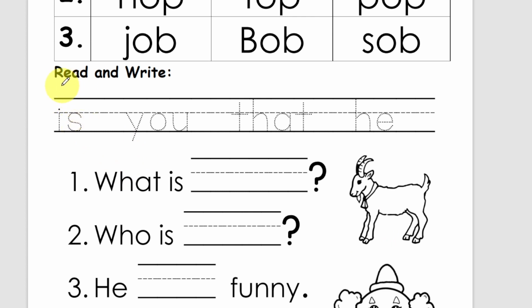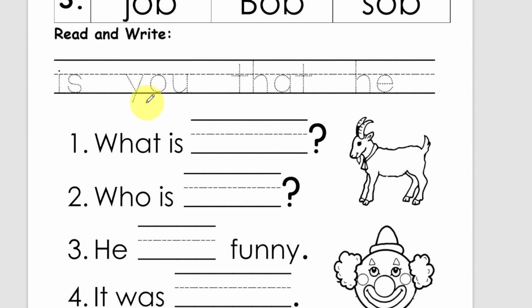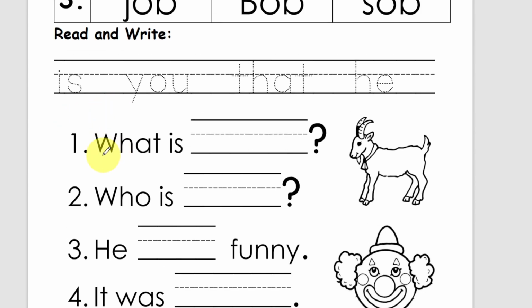There we go. And we have four sight words. You should know these by now. We have is, you, that, and he. So is, you, that, he. Okay. All right. I'll read the first one. What is that? It looks like a... Why is there a picture of a goat? That is a goat. Okay. That is a goat. What is that? Okay, so put that over here.